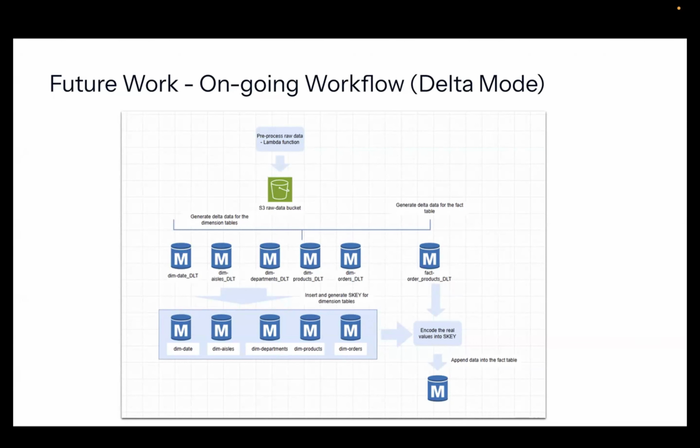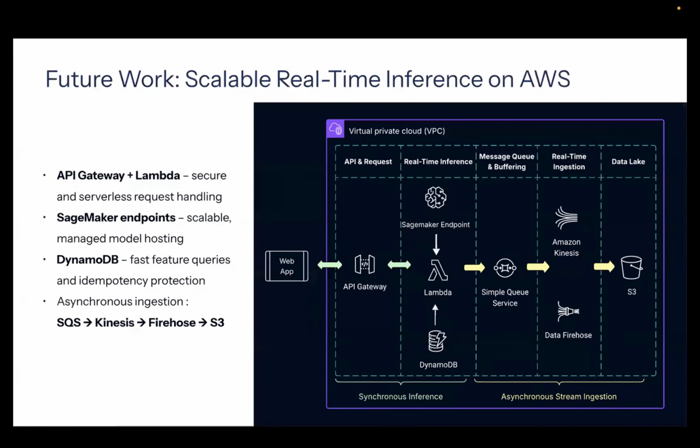I'll hand over to Chen to talk about the future improvements of the AI part. Thanks, Aaron. So in the future, we can design a scalable real-time inference. In this data pipeline, we imagine that there are two parts: the synchronous inference and the asynchronous stream ingestion.